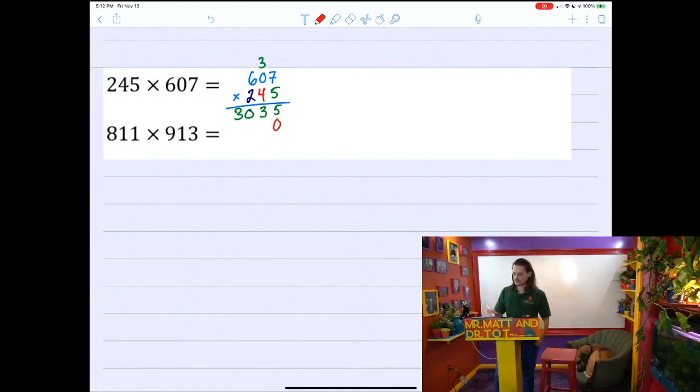So 4 times 7 is 28, keep the 8, carry the 2. 4 times 0, that's where I messed up, I'm sorry. Put the 2 in the wrong place. So 4 times 0 is 0. 0 plus 2 is 2. So this should actually be 2 right here. Now, 4 times 6 is 24. So we write out the 24. So we should have 24,280 in the second line.